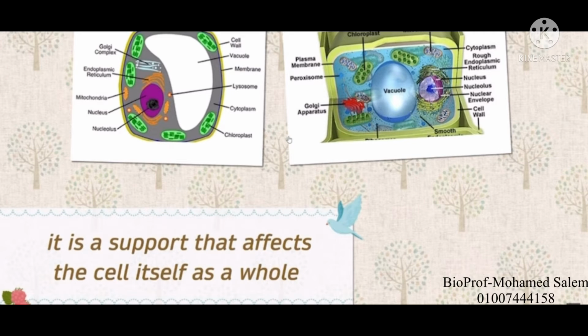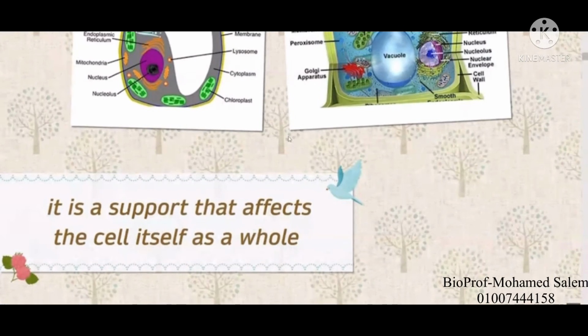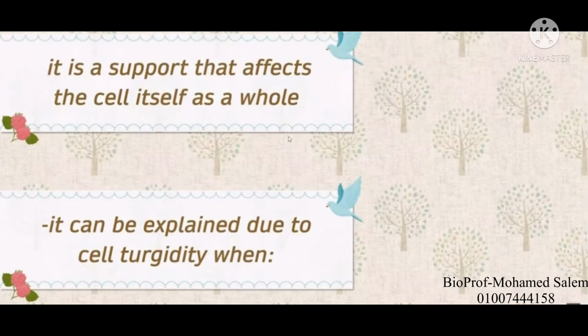يعني ده الدعامة اللي بتدعم الخلية ككل. Cell itself as a whole, not part of the cell. It is the cell, all of the cell. So it can be explained by turgidity.